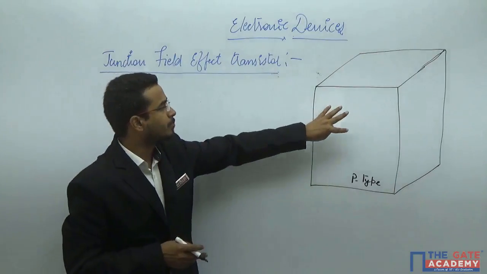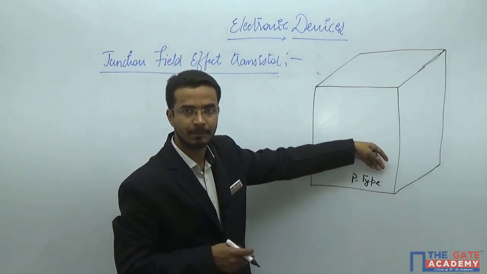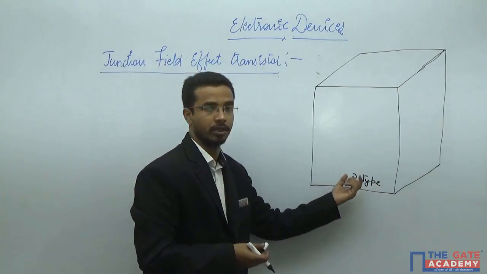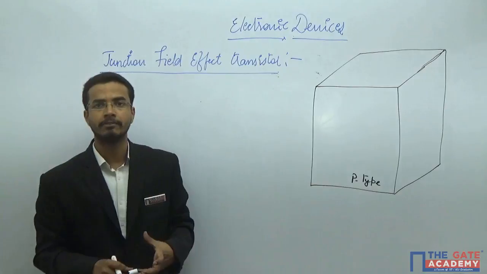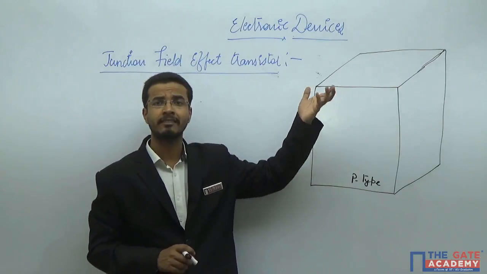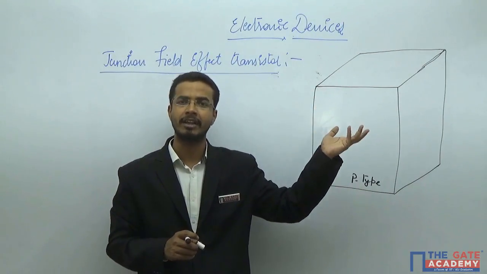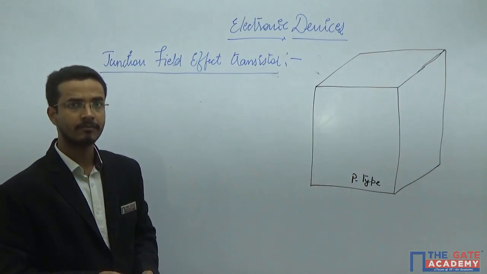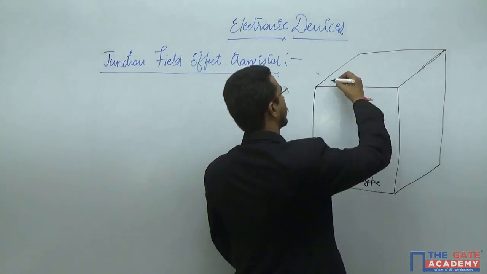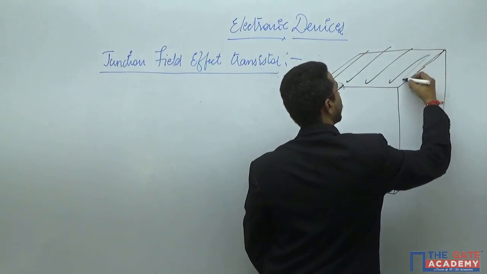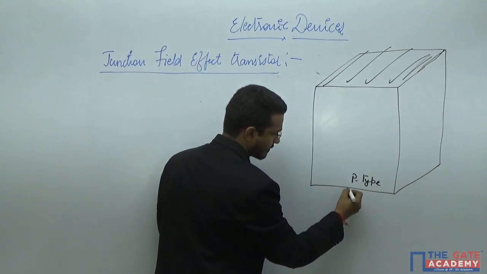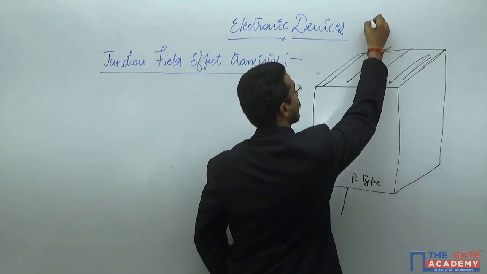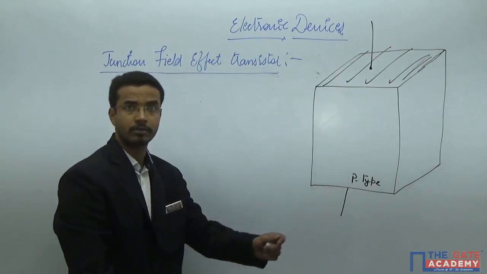So I am saying that this is basically a P-type substrate. That means this block is of the P-type, which means the majority charge carriers will be holes in this. To achieve this, you will dope any intrinsic semiconductor with boron or any trivalent impurities, and you will get the P-type semiconductor. Then you will make a metallic contact on the upper surface as well as on the lower surface. Then you will get one contact point here and one contact point here.